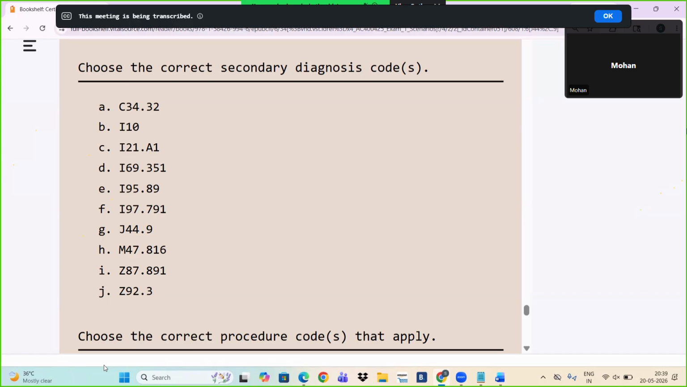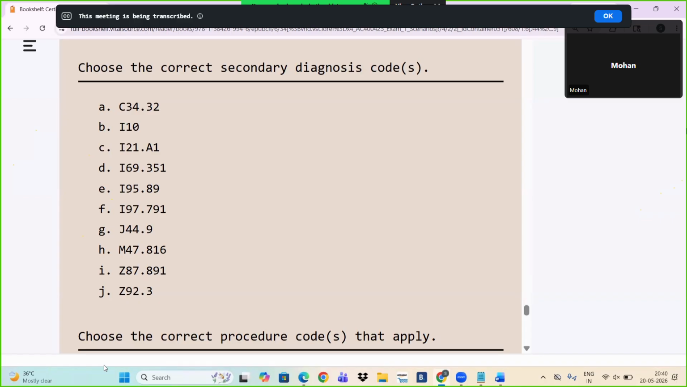So what if the index says use additional code? I didn't get you. For some diagnoses, they documented use additional code. How do we code that additional code? You are asking, right? Yes.